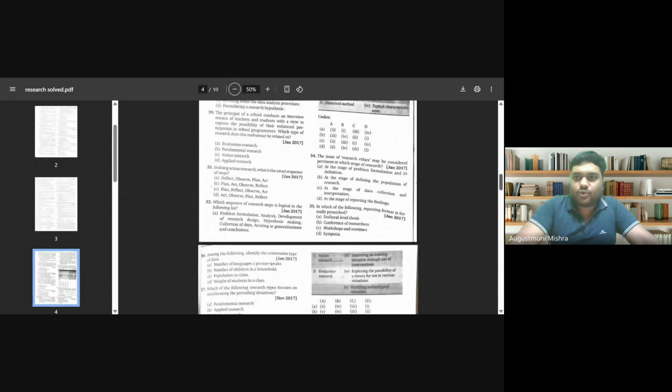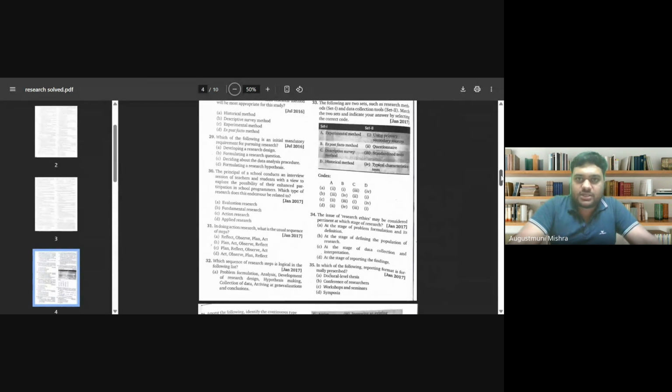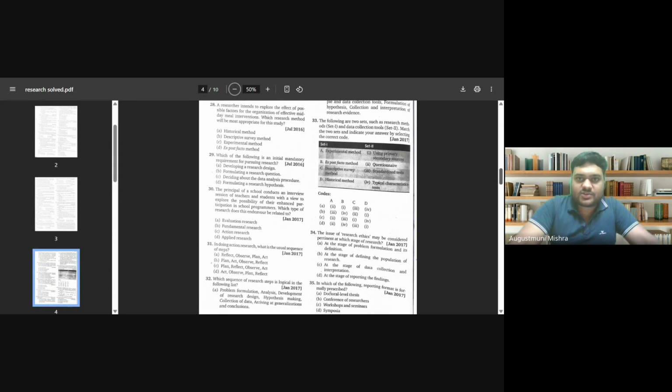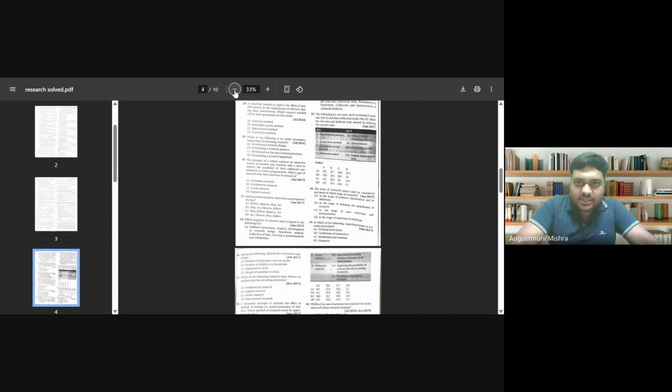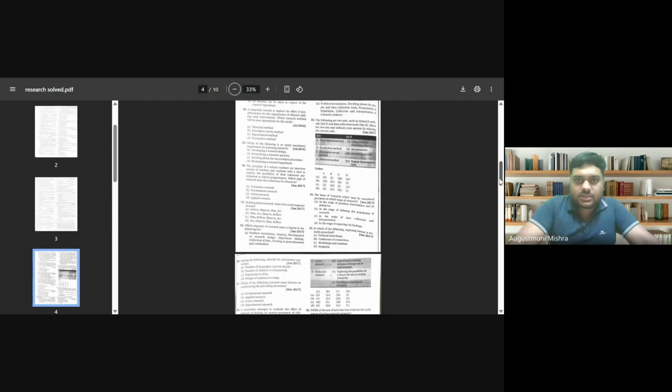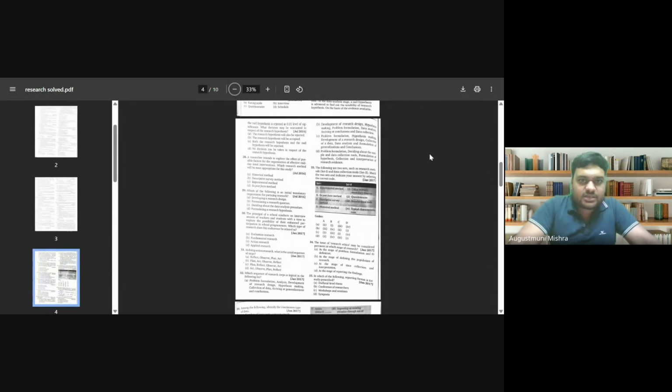For question number 32, I'm zooming out, so that you will get the whole question, because this question is very long. I hope it will be visible. Okay, I think it will be visible. Question number 32. Someone has not replied yet. Not visible, okay.